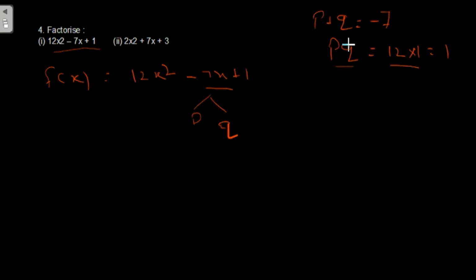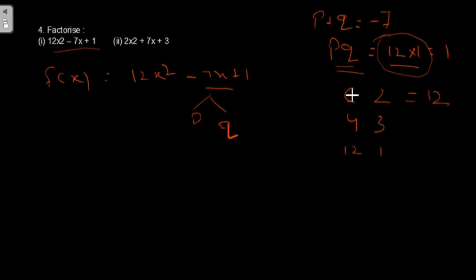Means if I have to find out p and q, then out of all the possible factors of this, one pair will be the answer. So what can be those numbers? Factors of 12: 6 and 2. Then we have 4 and 3. Then again we have 12 and 1 as well. In all these three cases, the product is equal to 12.